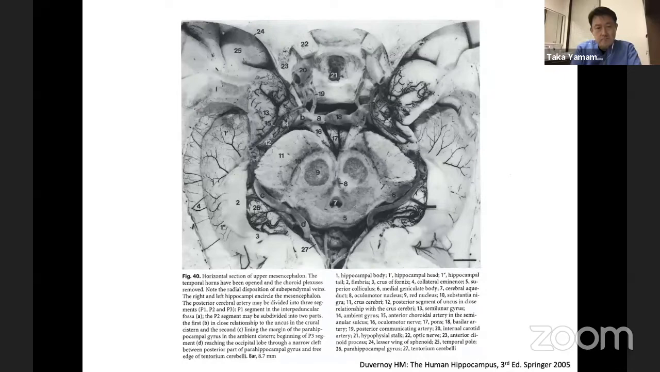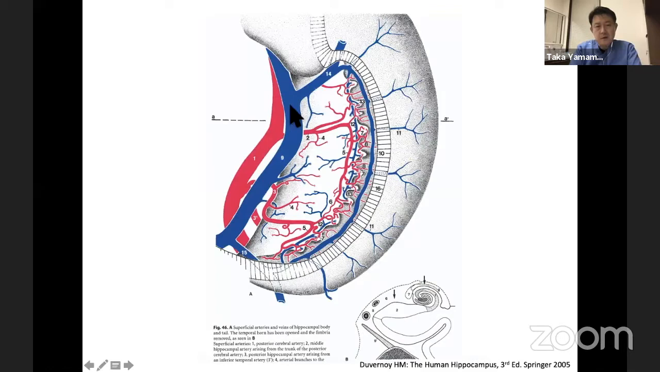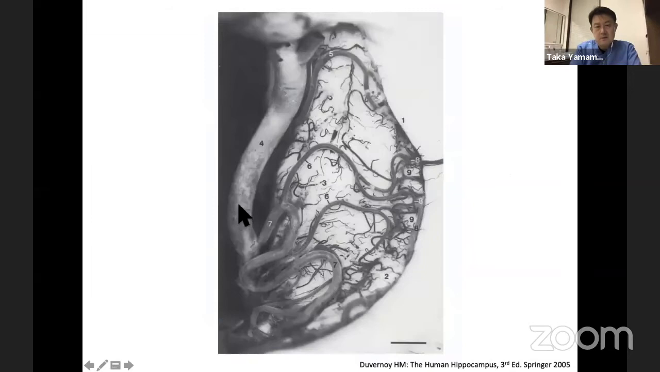So keep subpial resection to prevent complications. This slide shows the arteries and the veins around the hippocampus. We should coagulate and cut these vessels along the hippocampus right here. This is a cadaver, but these winding arteries are very risky. So usually we coagulate and cut the arteries along the hippocampus here, right?